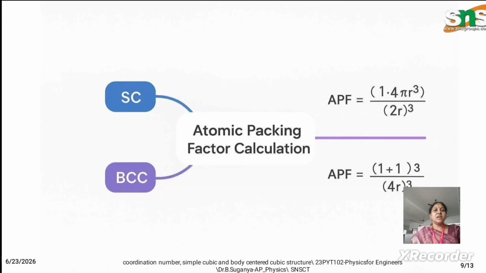So this is the packing factor calculation for simple cubic and body center cubic. APF, the atomic packing factor, is equal to 1 times 4 by 3 pi r cube by 2r whole cube. And the APF for BCC is 2 times 4 by 3 pi r cube by 4r by root 3 whole cube.